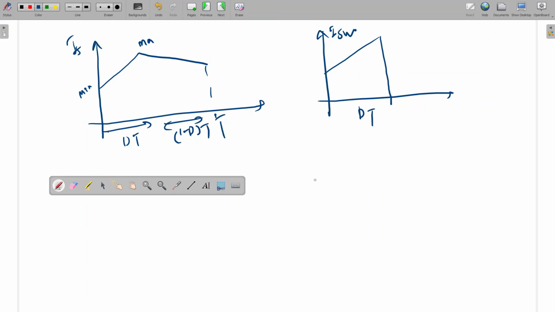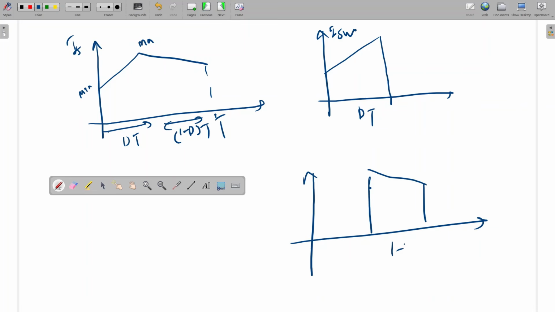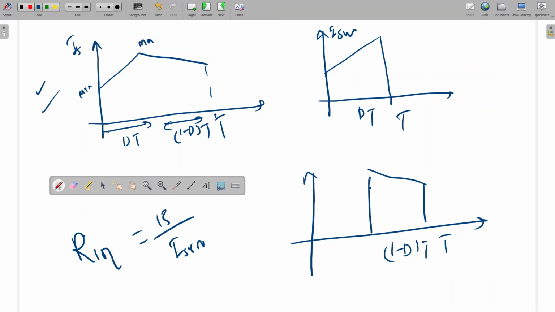And what is the diode current? Diode current will be only in the second half. So this will be like this. Minimum, maximum, already I have calculated. So you can calculate the RMS value of all three quantities. And what is the input resistance? R in is equal to 15 by IS RMS.